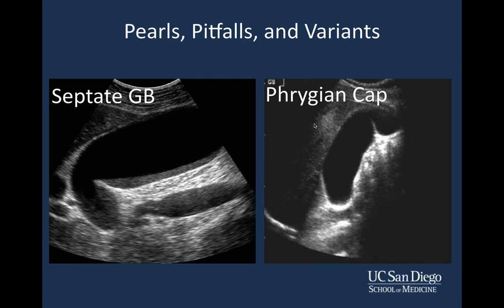This is a slight variation of that called a Phrygian cap, where, again, you have a large dilated gallbladder and the fundus of the gallbladder is folded over on itself, and as a result, you get this hyperechoic appearance right here, but this is not a gallstone. Note, there's no shadowing, and in addition, this is not dependent. If this were a stone, it should be way down here towards the neck of the gallbladder, not way up here as part of the fundus. So this is just a Phrygian cap, which is a normal variant and not indicative of pathology at all.